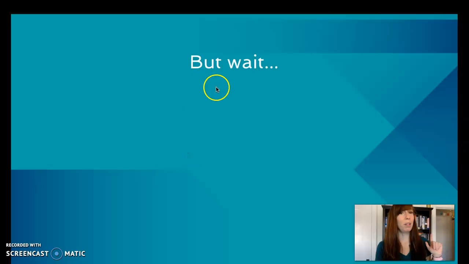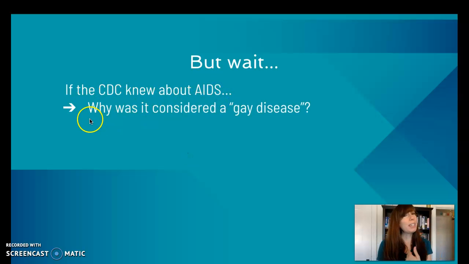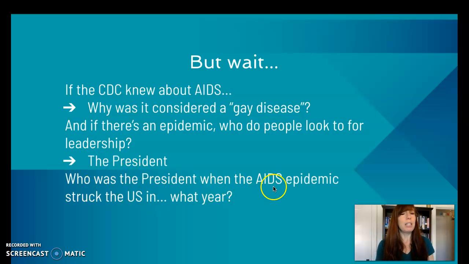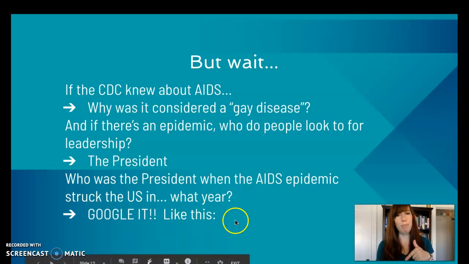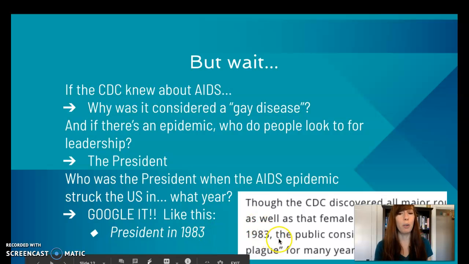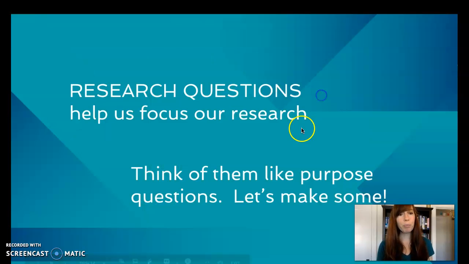Whoa. But wait, if the CDC knew about AIDS, why was it considered a gay disease? And if there's an epidemic, who do people look to for leadership? The president. Who was the president when the AIDS epidemic struck the US in what year? Google it like this: president in 1983. I say 1983 because I know that it says 1983 in that paragraph I was just looking at. So president in 1983, I Google it, I find it's Ronald Reagan, this guy right here.